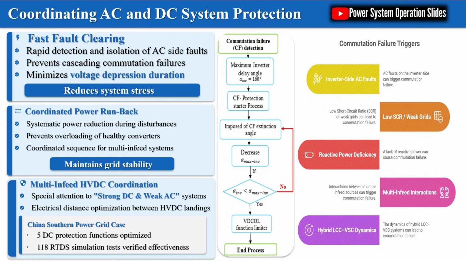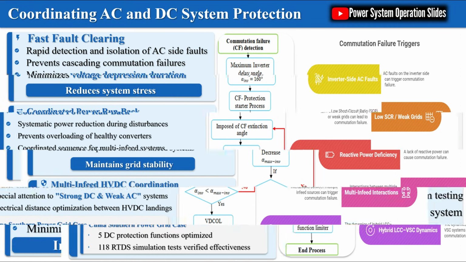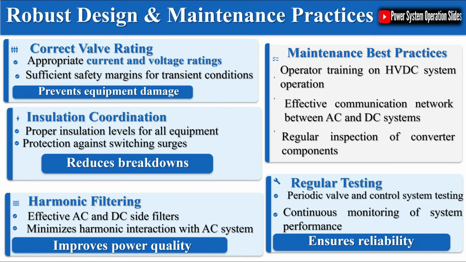STATCOMs, in particular, demonstrate superior performance compared to SVCs due to their faster response times and ability to provide continuous reactive power control in both directions. These devices enhance voltage stiffness and support recovery from commutation failures, making them especially valuable in weak AC grid applications where the risk of commutation failure is highest.